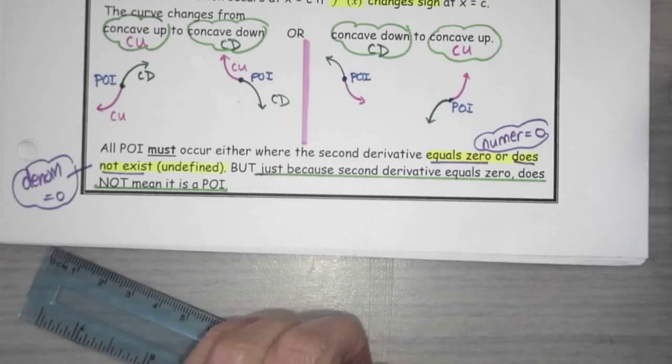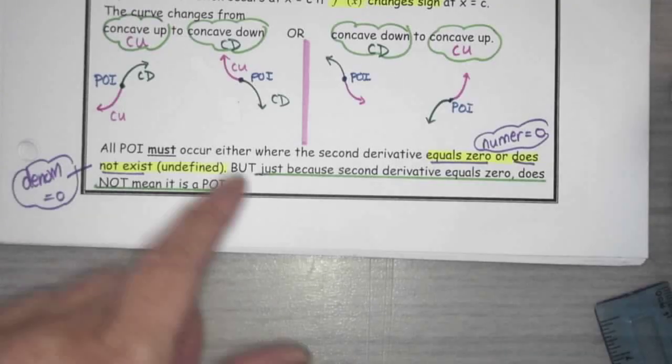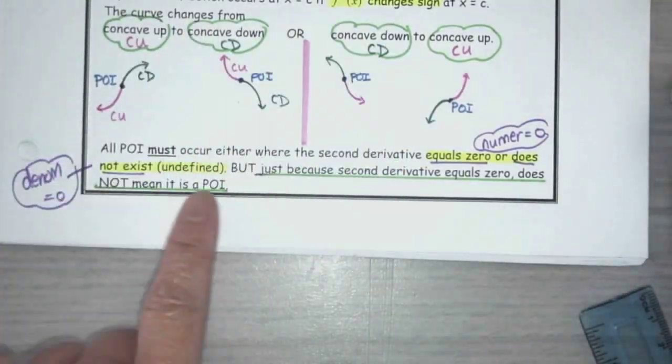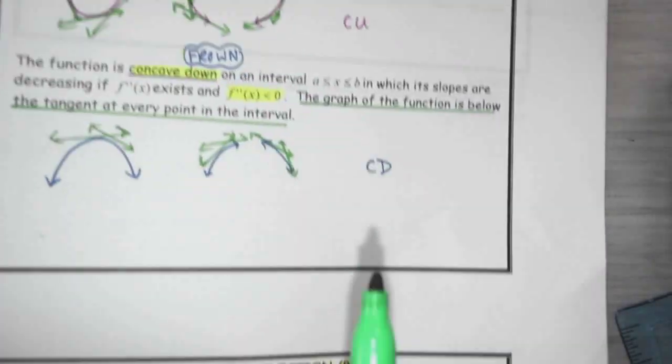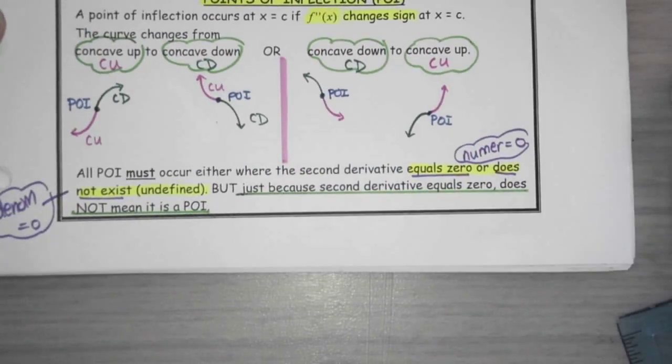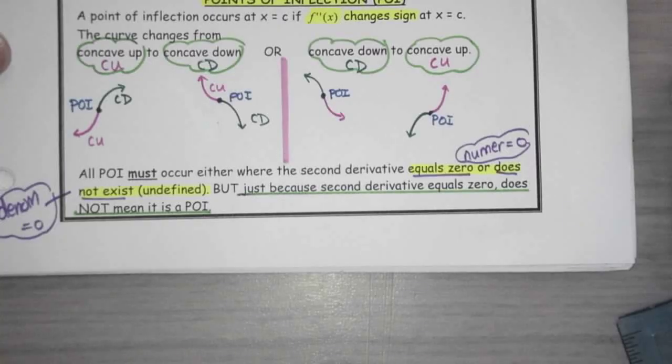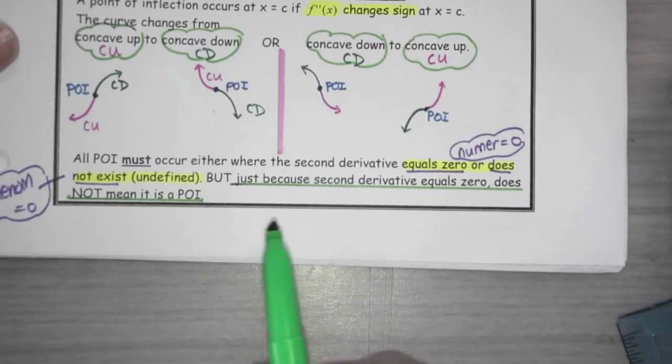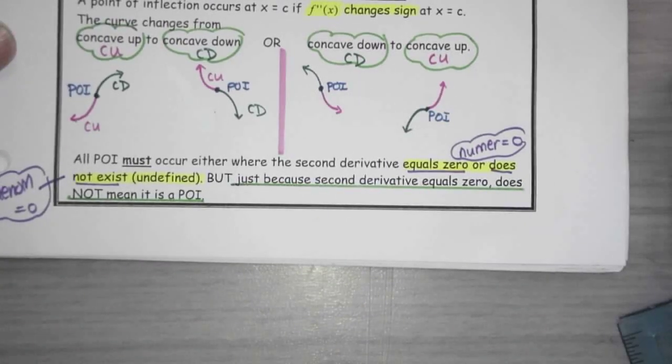It's not a critical point. Our critical points still come from our first derivative. Do you see any mention of critical points here? Nothing, right? Critical points only come from the first derivative. The second derivative gets us possible points of inflection, but not necessarily.